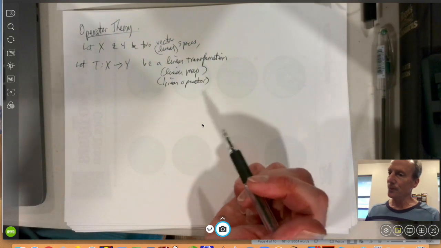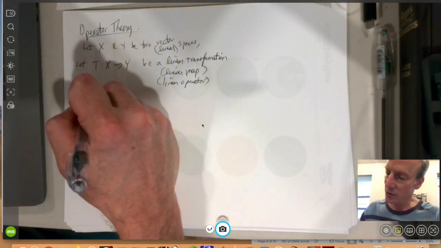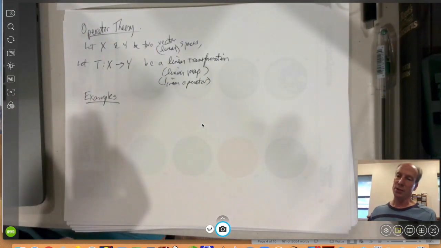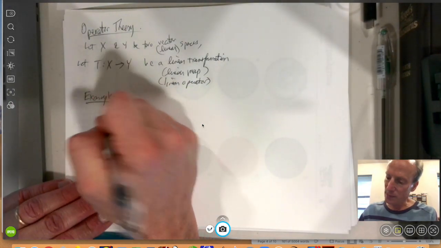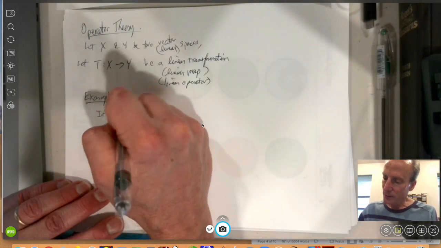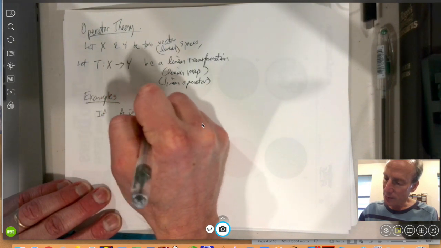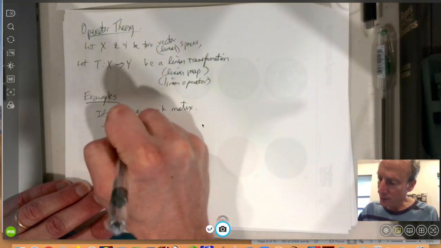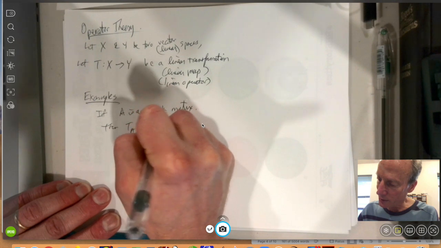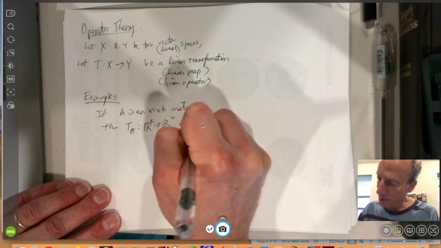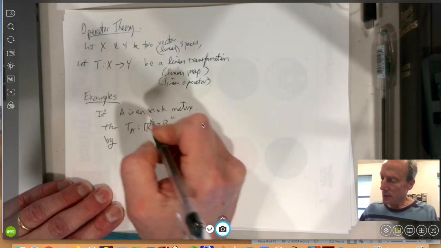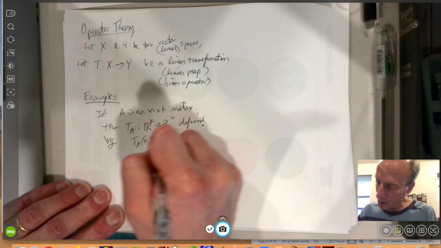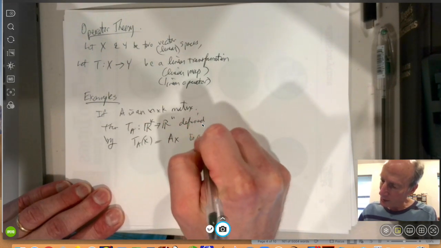Anyway, just to give some examples, we're used to the ones from linear algebra where everything's finite dimensional, but there are lots of other ones where they're not finite dimensional. So, for example, if A is an n by k matrix, then T sub A from R^k to R^n defined by T sub A of x equals Ax is a linear operator. I probably could have used complex numbers, but anyway.